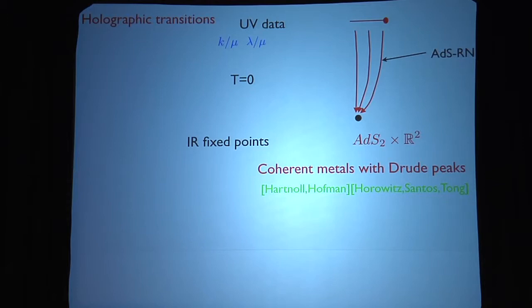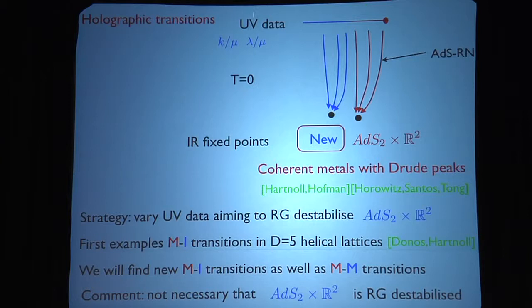You can use the memory matrix formalism, so this Hartnoll-Hofman work kicks in. Or you can actually model them in holography, and that's what Gary and collaborators saw. But the transition is then quite simple. You just crank up the lattice data. What happens? More specifically, you can crank up the data to destabilize this RG flow. So I want this AdS2 cross R2 to develop a relevant operator, and then I will flow off to some new ground state.